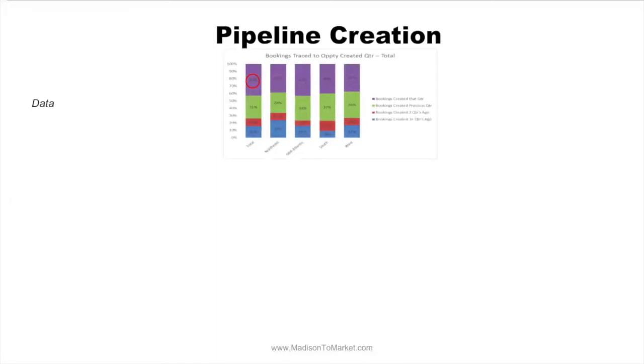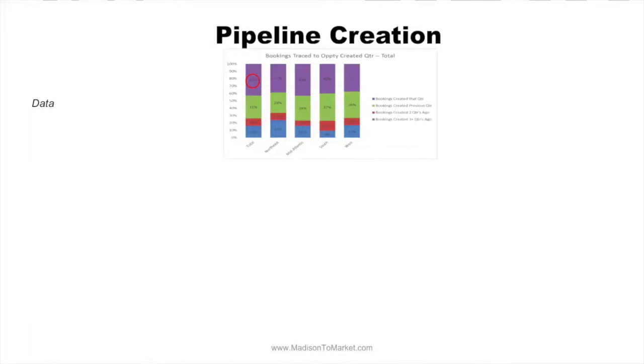So when examining your pipeline that gets created, we need to understand how much pipeline created actually closes while also learning when the created pipeline will close. Here at the top, in the data part, we see that 43% of bookings, circled in the upper left, is traced to opportunities created in the quarter in which they booked. So again, that's that relatively quick selling cycle.